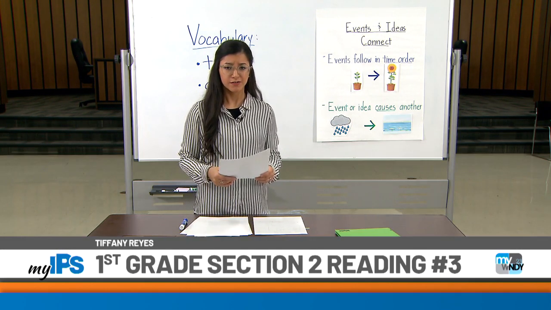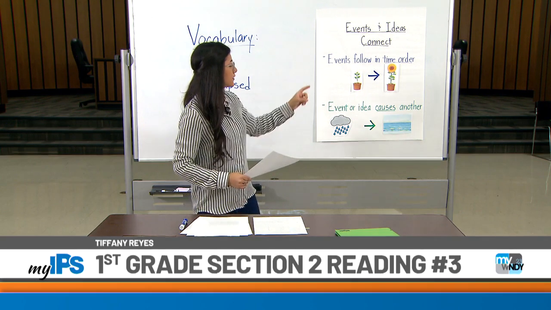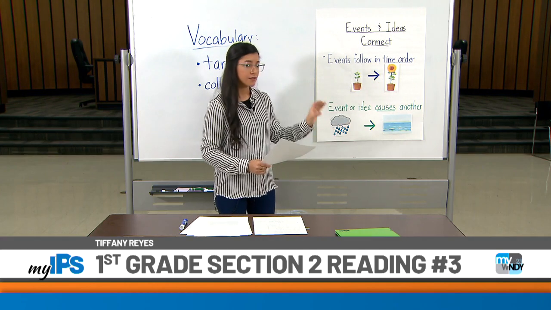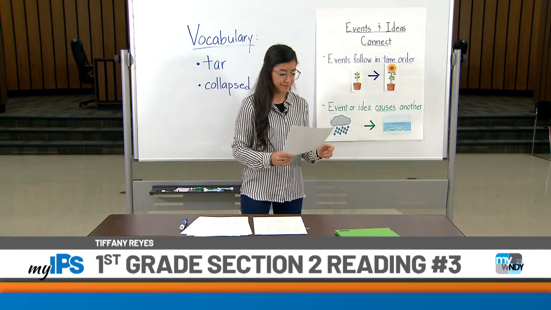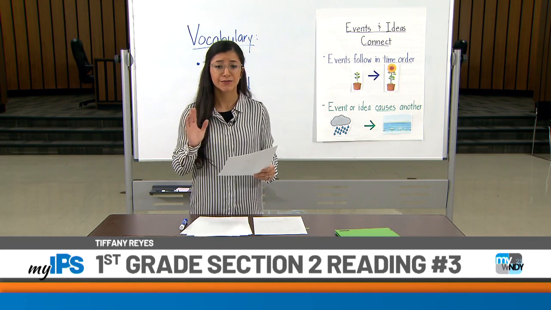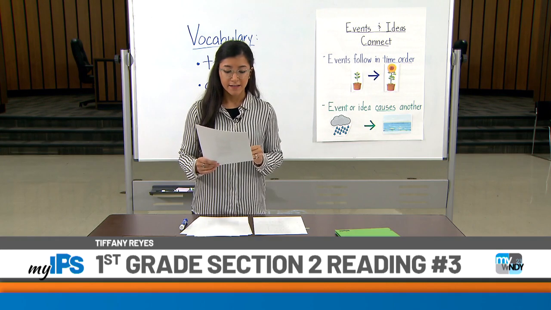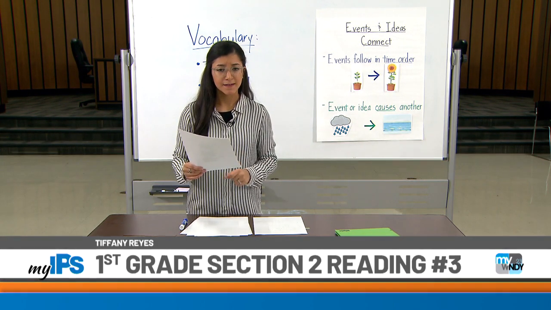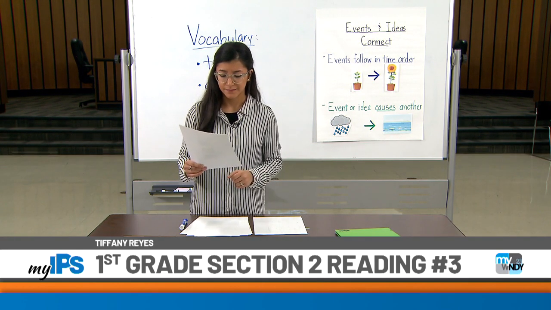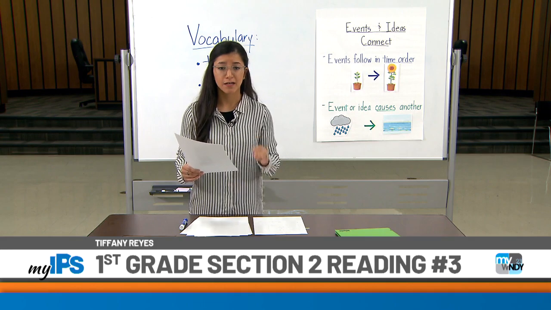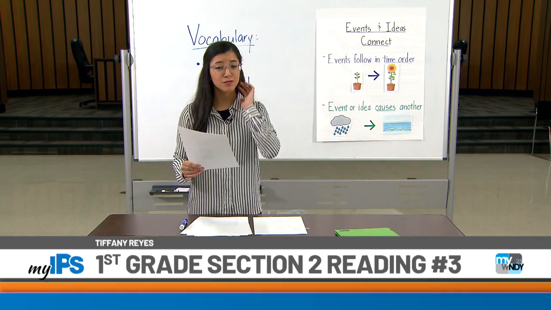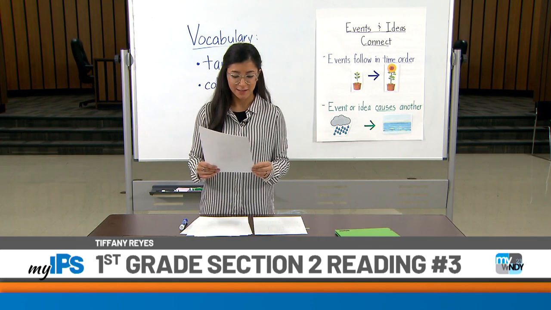Let's read some questions about this story to see if we can connect some events and ideas in time order, or an event that causes the other. Why was Coney Island popular more than 100 years ago? A. It was an old place. B. It was part of a city. C. It had amusement parks. That's right, C. It had amusement parks. I bet you remember. I love amusement parks too.